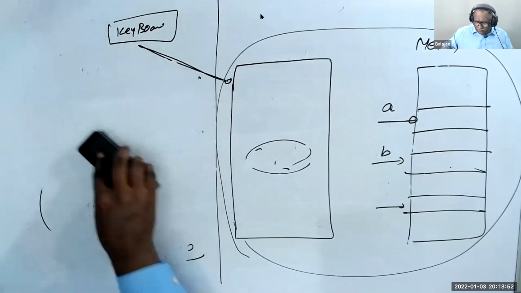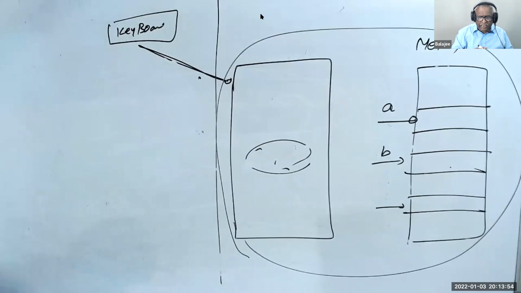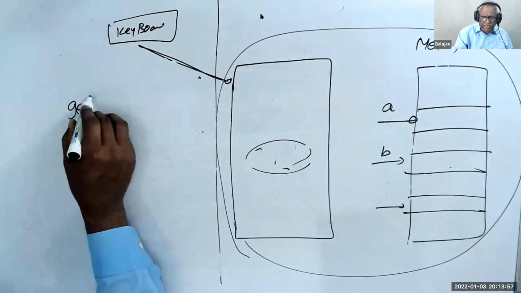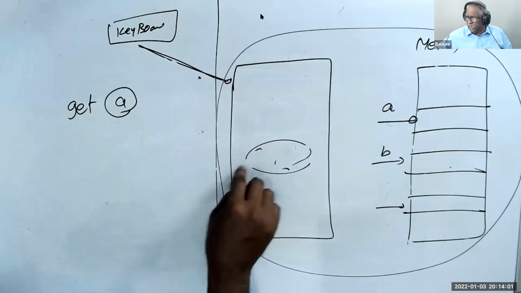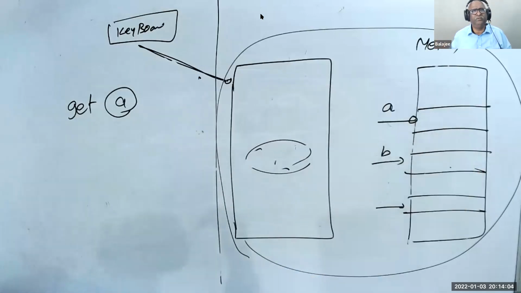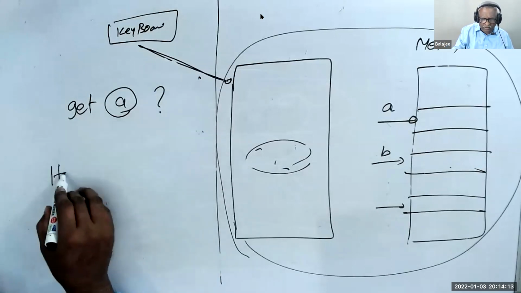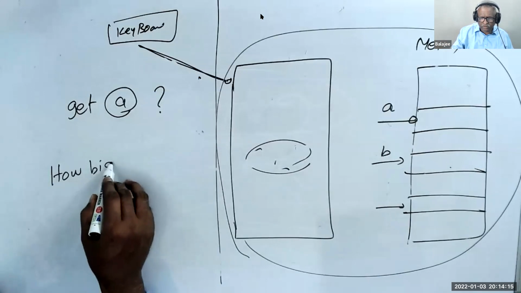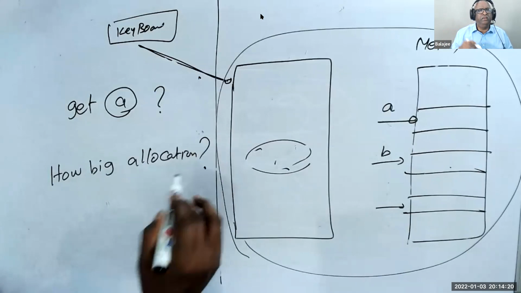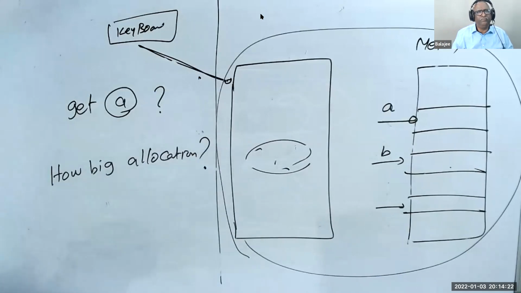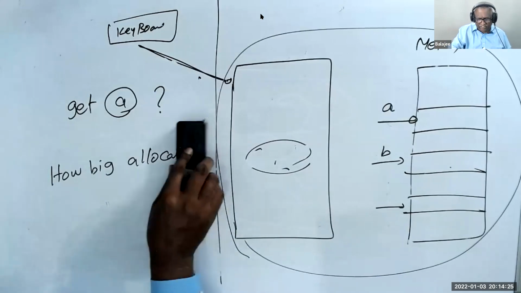Now what happened? If we say get A, the computer allocates a space in the memory. Very unfortunately, it got confused. What confused it? How big an allocation? How big in this case?